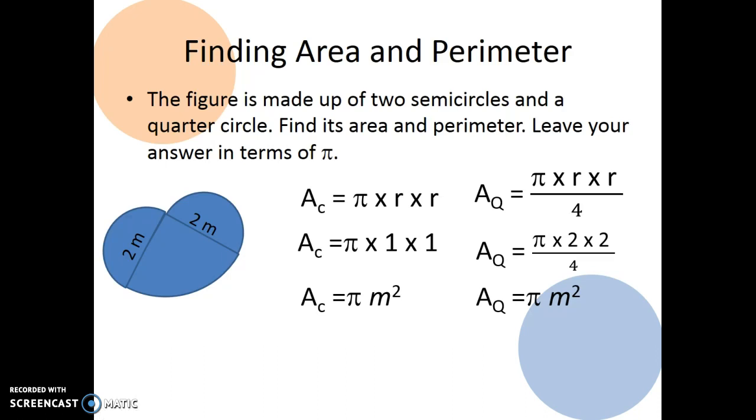Now, since both of those answers are in terms of pi, I can add them together, and I would get 2 pi meters squared. This is just like back in algebra when we added x's and y's together. If things were in terms of x, then I could add those terms together, as long as they had the same variable. Same thing here, you guys.